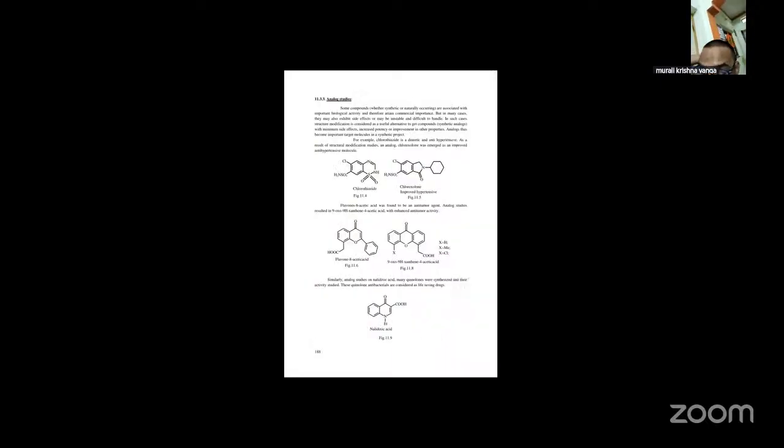Analog studies. Some of the compounds show very good biological activity and also show some side effects. Therefore, this type of compounds are taken as target molecules to increase their biological activity and minimize their side effects, and synthesized in the laboratory.